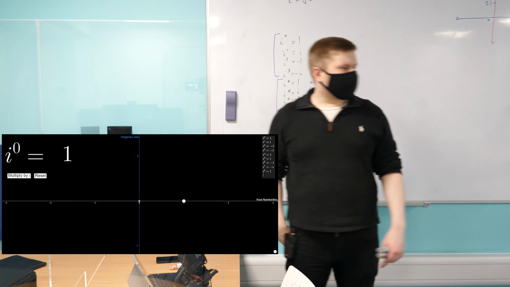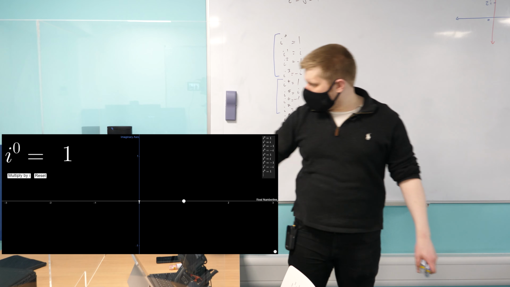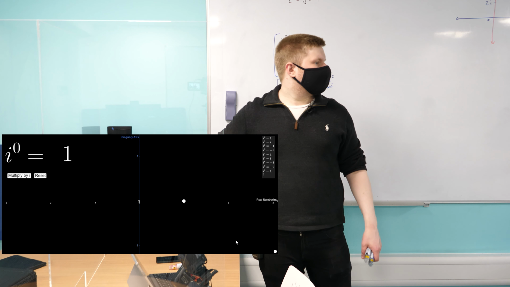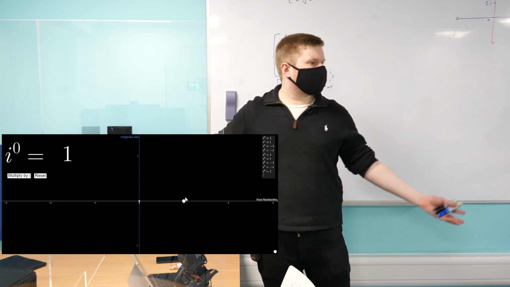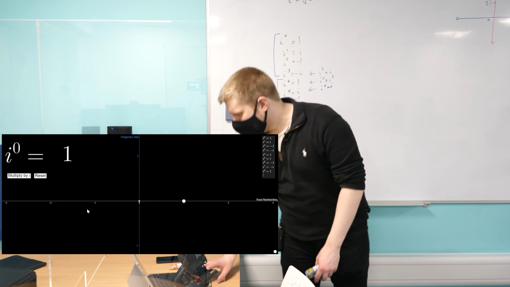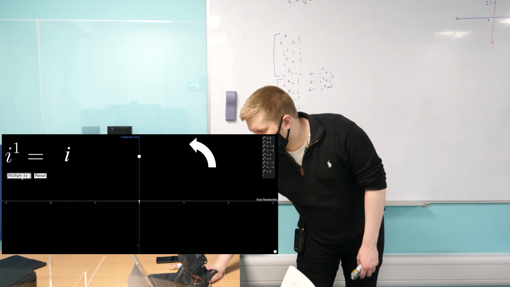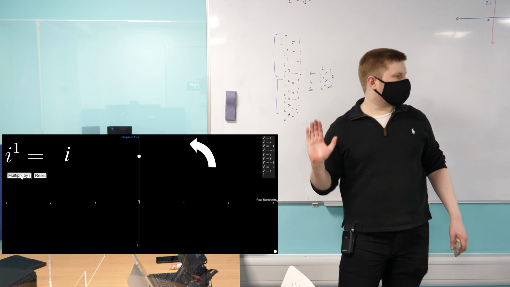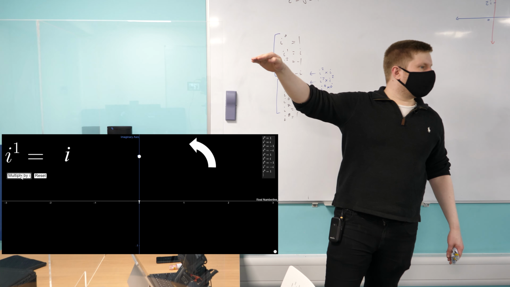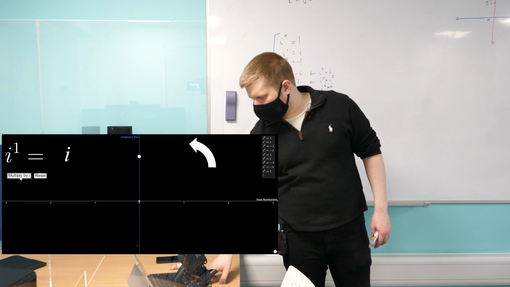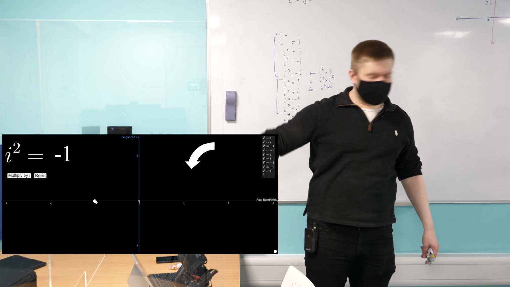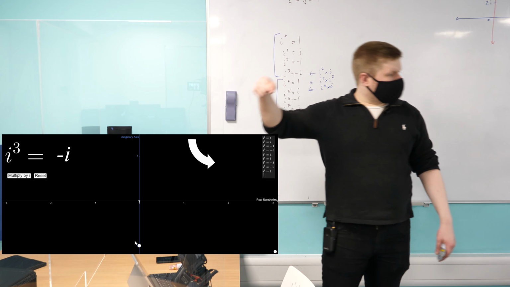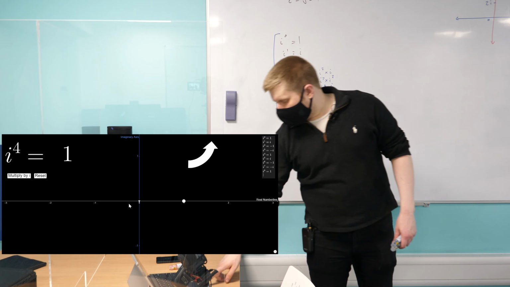So you can see here I've got i to the power of 0 equals 1. And you can see that this is just represented by a dot on the right hand side of your screen. Okay, that's just at 1 on the Argand diagram. Now if I multiply by i, look what happens. Can you see it jumps up there to positive i, right? And if I multiply by i again, it jumps down to negative 1, jumps down to negative i when I multiply by i again, and then we're back to 1.